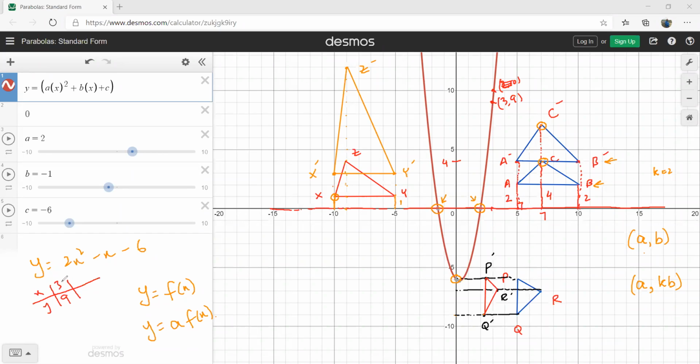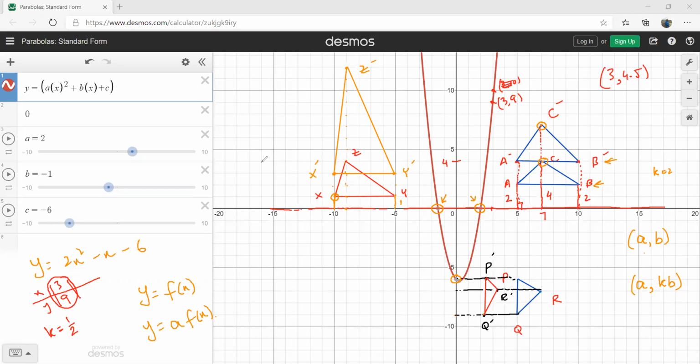Guess what would be the image of this point if I stretch this vertically with a scale factor half? Tell me, what should be the image of this point if I stretch the whole curve with the scale factor half vertically? Come on, tell me quickly. 3 comma 4.5.